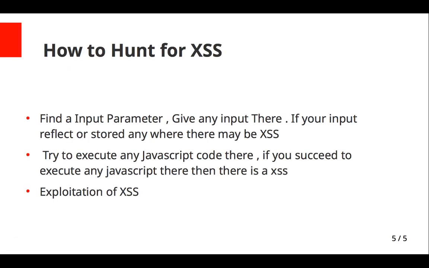Now let's talk about how to hunt for cross-site scripting. You have to find an input parameter, then give input there. If your input is reflected or stored anywhere, there may be cross-site scripting. Second, try to execute any JavaScript code there. If you succeed in executing any JavaScript there, then there is cross-site scripting. And the third part will be exploitation of cross-site scripting, that we will see later.